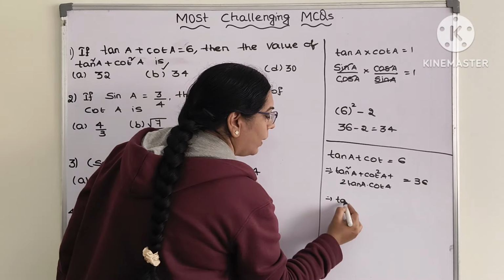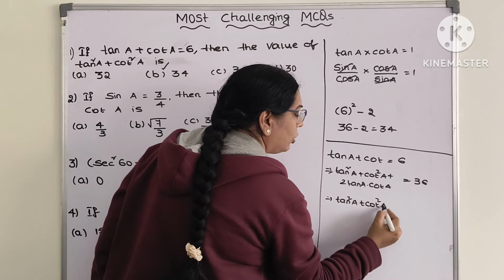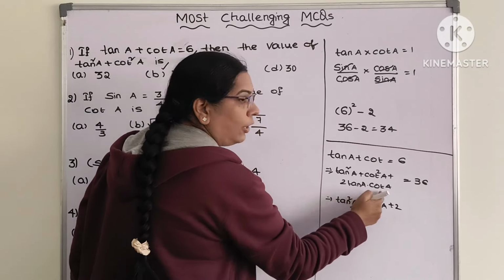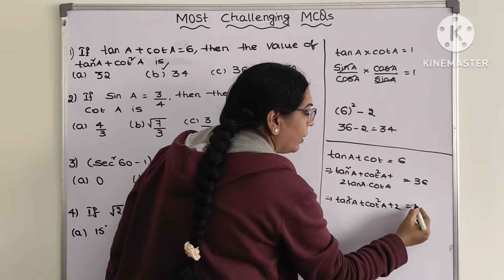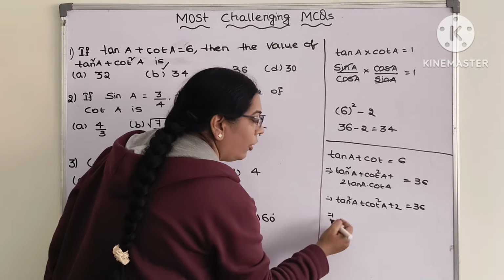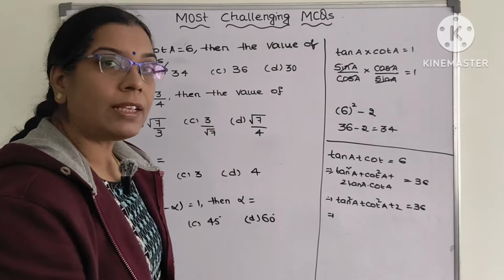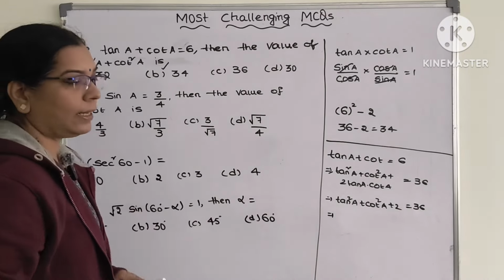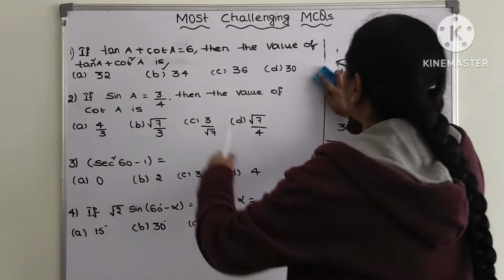Then tan square A plus cot square A plus 2. What happened to tan A into cot A? Tan A into cot A is 1. So 1 into 2 is 2 only. That equals 36. So when you take 2 to the other side, we get tan square A plus cot square A as 34. So the correct answer is 34. Let us move to the second question.